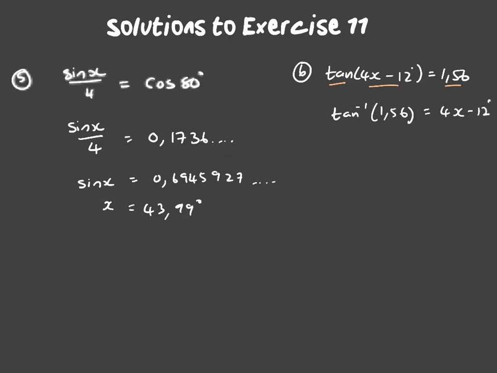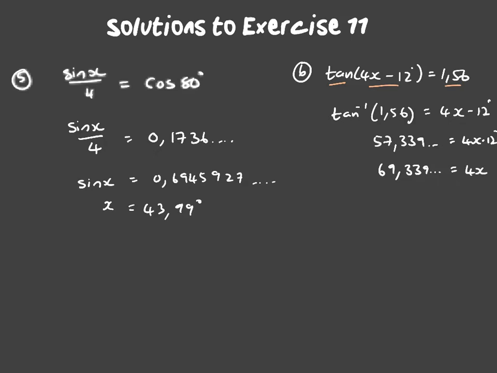So what is arctan of 1.56? You press shift tan, arctan 1.56, close brackets, equal. So it's 57.339 is equal to 4x minus 12 degrees. All right, we want to solve for x now. So how do I get x alone there? You need to add 12 on both sides, so you just say plus 12 in your calculator. Bang! 69.339 is equal to 4x.